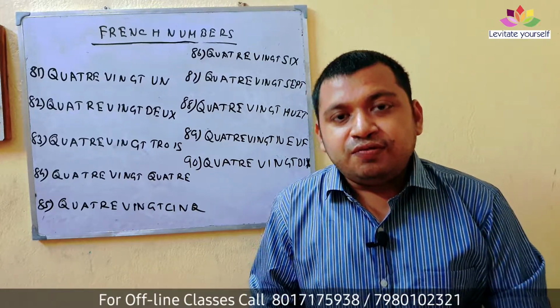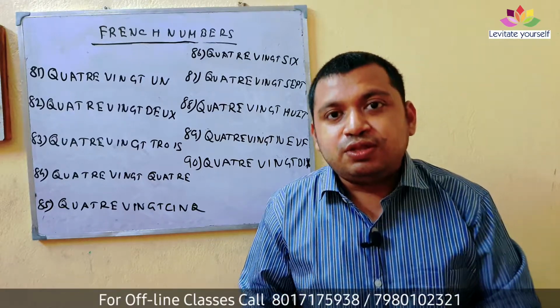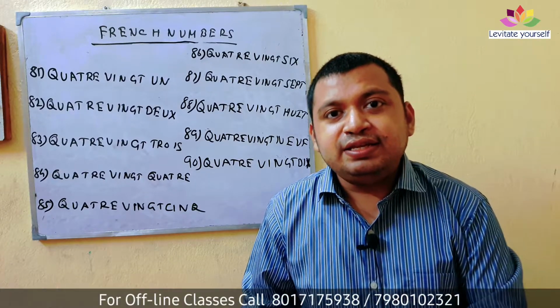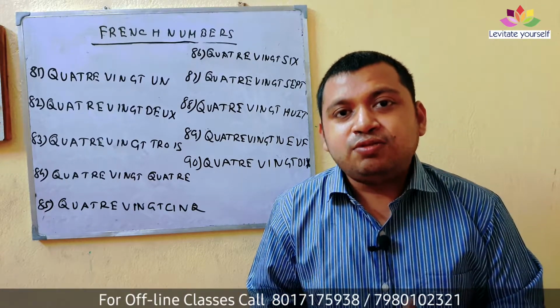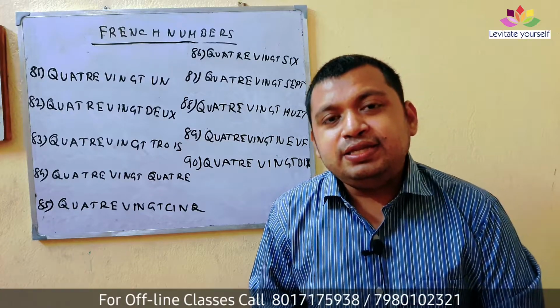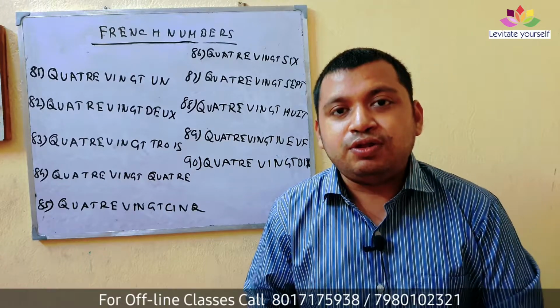Number 87 is quatre vingt sept. Number 88 is quatre vingt huit. Number 89 is quatre vingt neuf. And number 90 is quatre vingt dix.